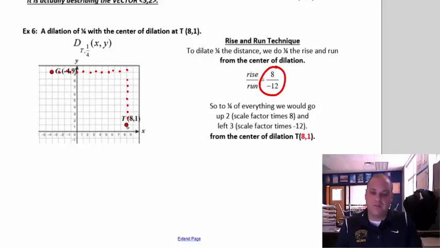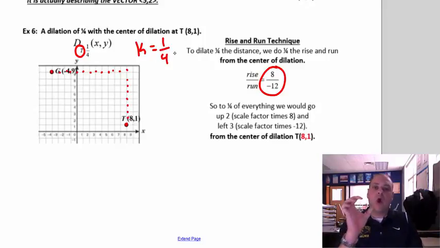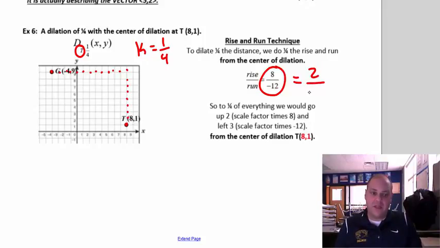We want to do from T, right, from T, the K is now 1/4. See how it says D 1/4? So we want to go a quarter of the way. So we're just going to go 1/4 of 8, and that's going to be 2, and then 1/4 of 12, and that's going to be -3. So we're going to go up 2, boom, boom, and then we're going to go 3 to the left, boom, boom, boom, and there it is. This is the image G prime.